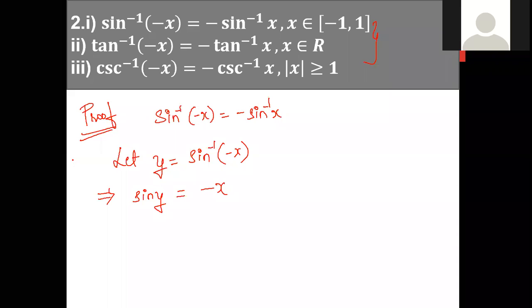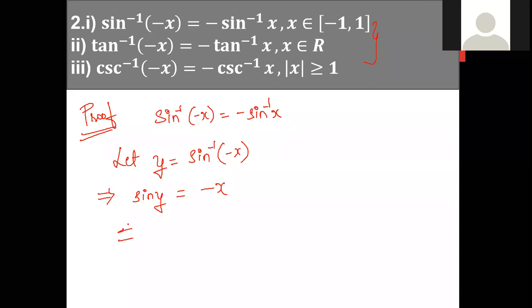So let y be equal to sine inverse of minus x. That is the left hand side. Then I can write sine y is equal to minus x. You agree for this? Okay, fine. So now what I'll do is I'll take this minus sign to this side.